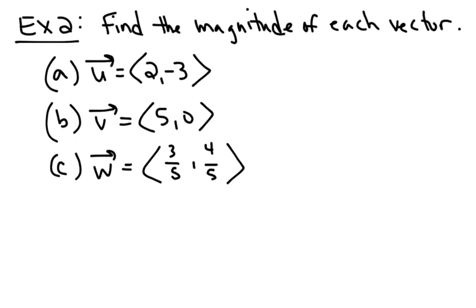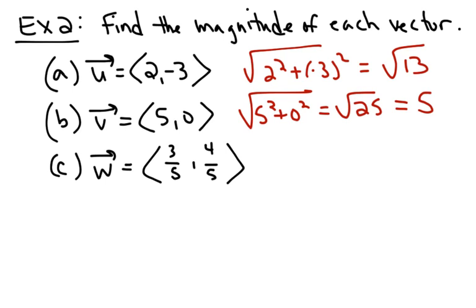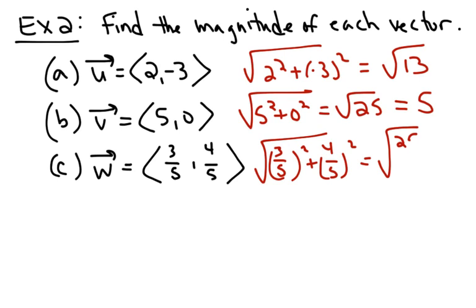So let's find the magnitude of each vector in problem 2. For the first one, it's going to be the square root of 2 squared plus negative 3 squared, which is 4 plus 9, which is the square root of 13. I'm going to leave it as the square root of 13 because I have no interest in turning it into a decimal. The second one is going to be the square root of 5 squared plus 0 squared, which is the square root of 25, which is 5. And the third one, 3/5 squared plus 4/5 squared, which is 9 over 25 plus 16 over 25, which is 25 over 25, which is 1.